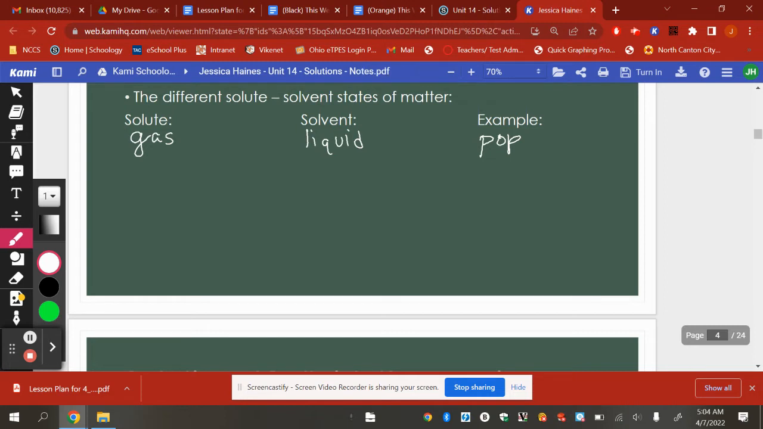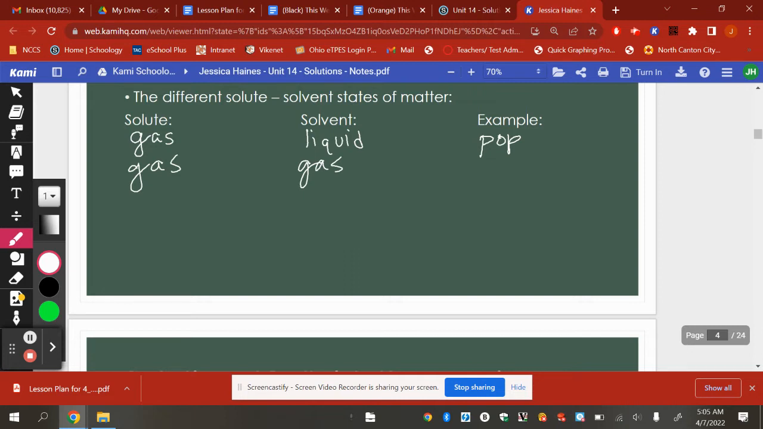Normal seawater, almost any kind of water, has dissolved gases in it, but pop is a very obvious example. So another solute-solvent combination would be, what if we took a gas and dissolved it into another gas? So the solute, the thing that's getting dissolved, is the state of matter gas, and it's being dissolved into a gas. Can you think of what would be an example of this?